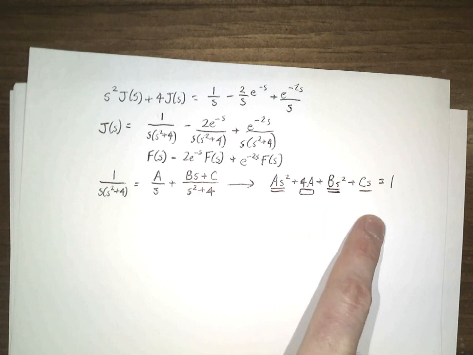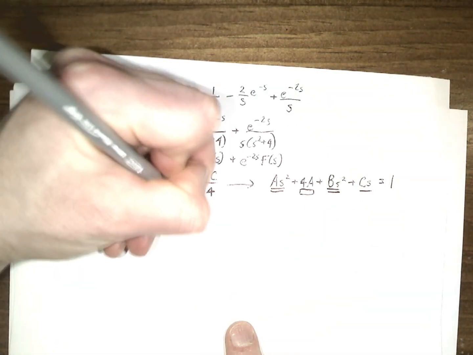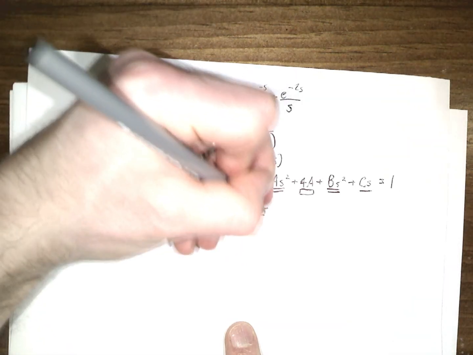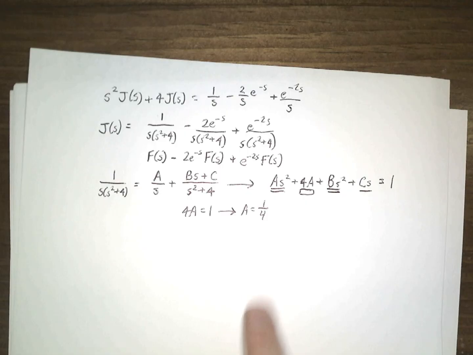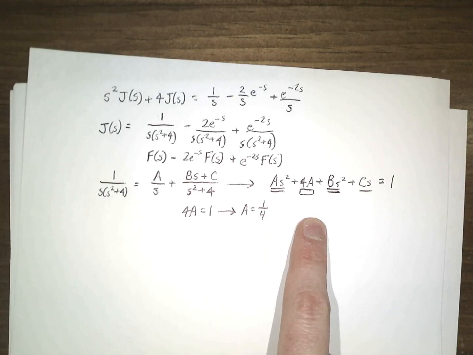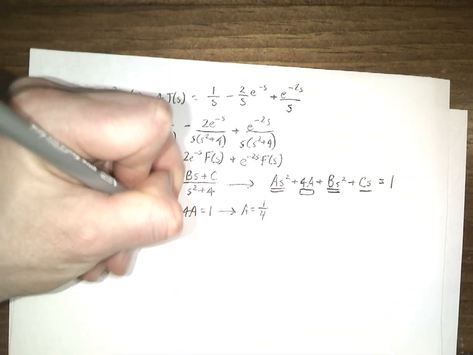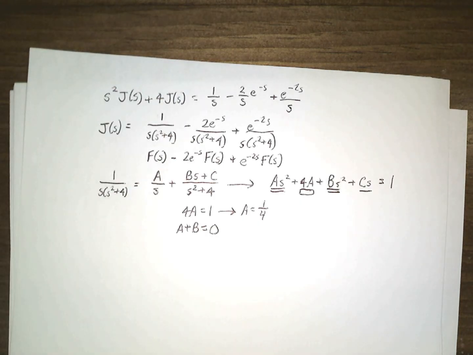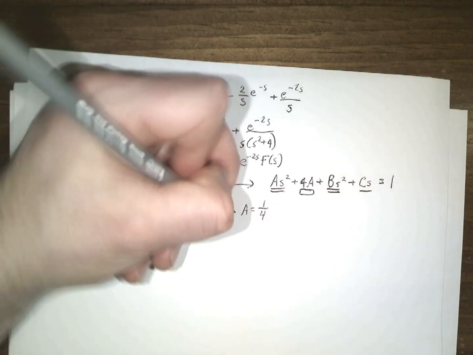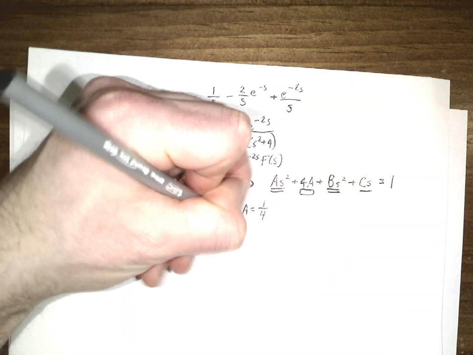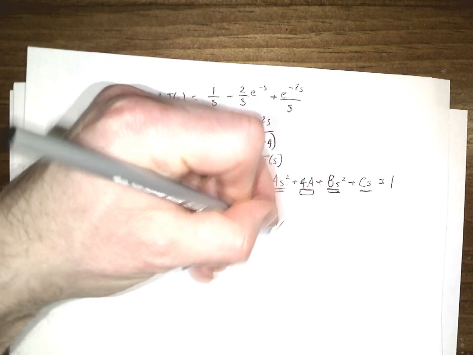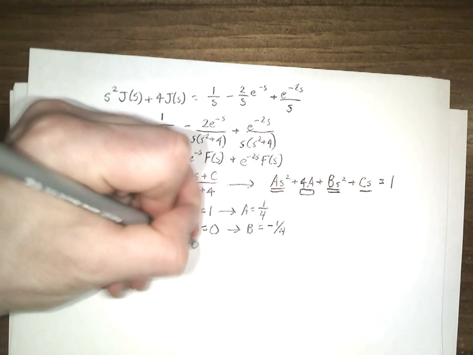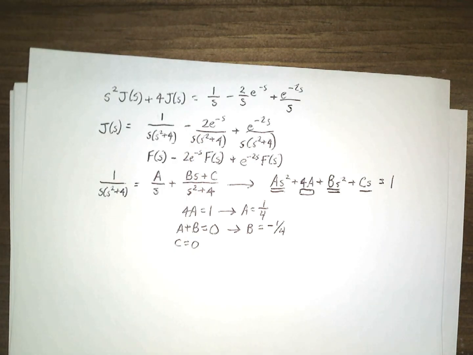Really, we only want the constant term left. So we have 4A equals 1. So A has to equal 1/4. Knowing that, we can go to our quadratic term over here, and we can say, well, A plus B needs to equal 0. There are no quadratic terms in the original numerator. And so now that we know that A equals 1/4, we know that B equals negative 1/4. And then there's no linear terms at all, so C is just 0. So that one wasn't too bad.